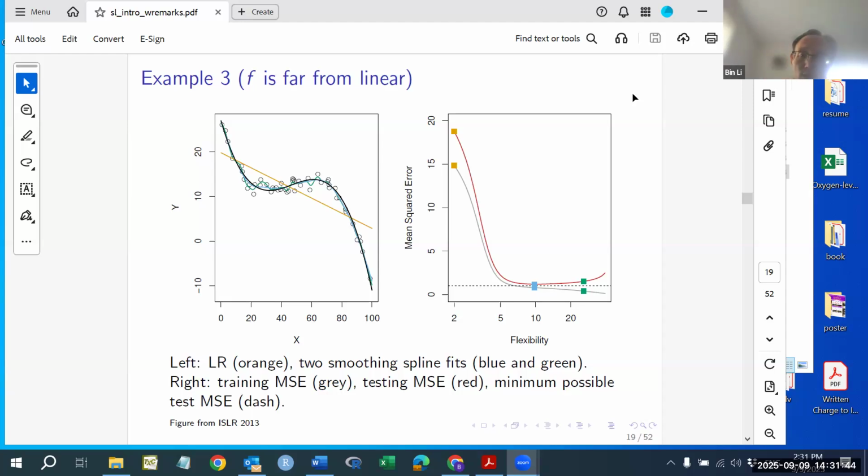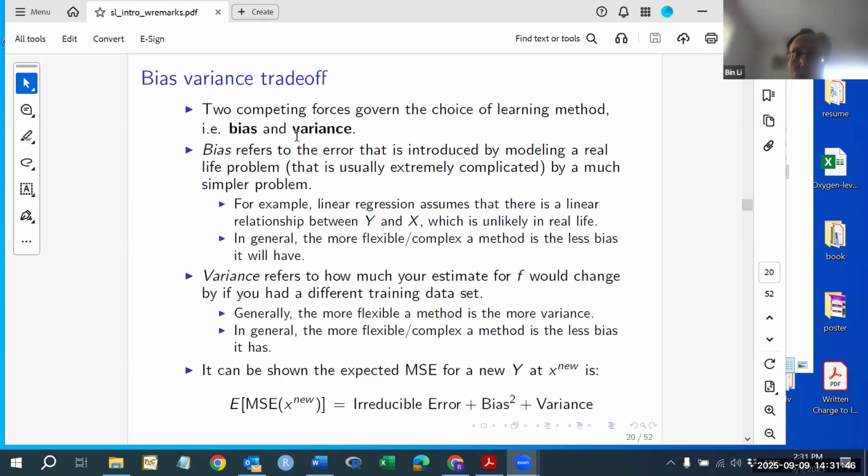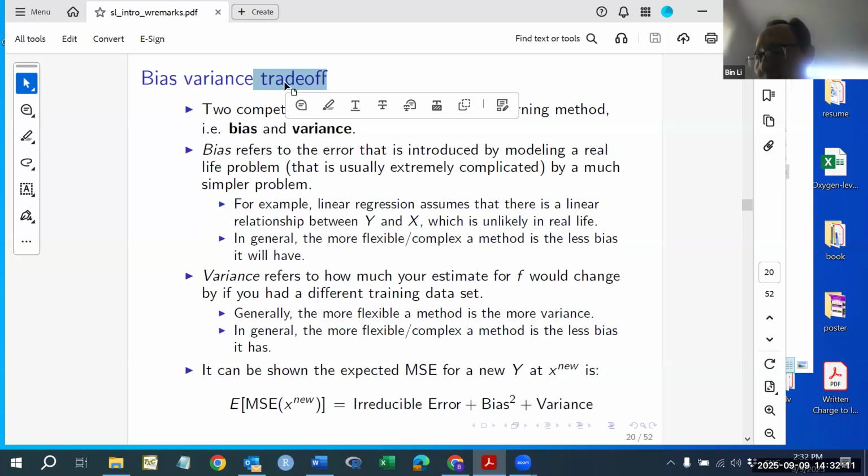Okay, so in practice, you will see for a simple model, high bias, low variance. But for a complicated model, low bias, but high variance. So that's why it's called a trade-off. It always goes in different ways. It's impossible, or very difficult, to have an approach that gets low bias and low variance.